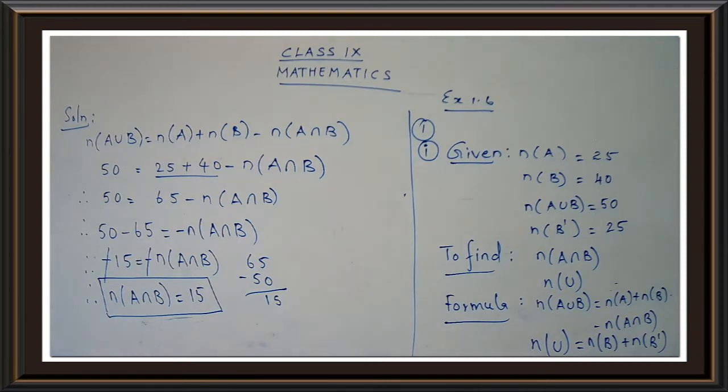So we have found the first one, that is we have found n of A intersection B, and now we are going to find out the value for n of U. And I have told you how to find out n of U. You are going to take n of B plus n of B dash. Yes children? Let's take the second part.